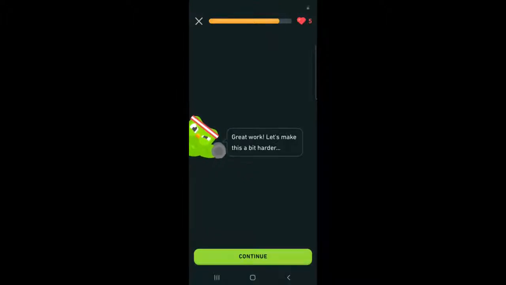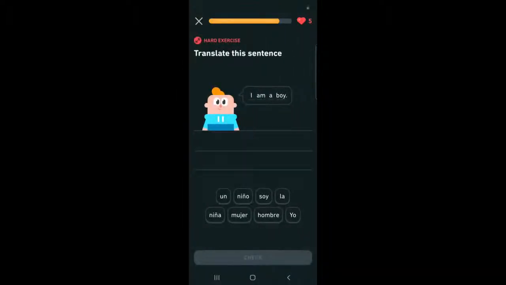Great work. Let's make this a bit harder. Translate the sentence. I am a boy. What are you going to turn it into? I'm going to turn it into Spanish. Okay. Do you know how to turn it into Spanish? Yes. Okay. Yo. Soy. Niño. I disagree. All right. Let's see if we can figure out why I disagree before you hit check.